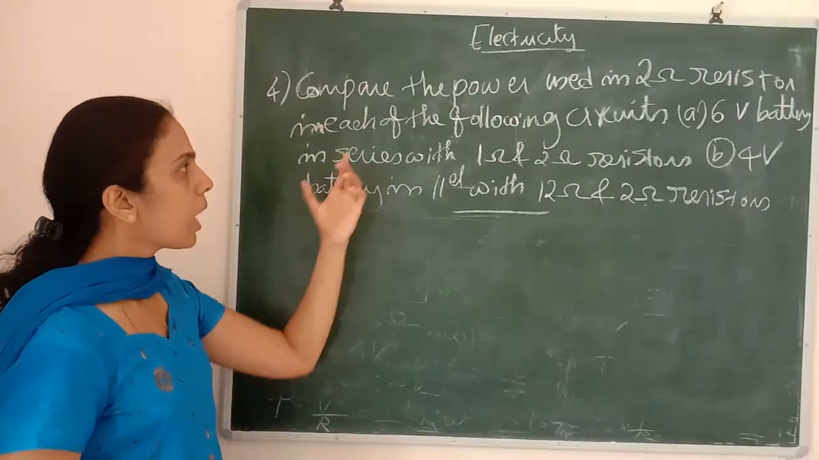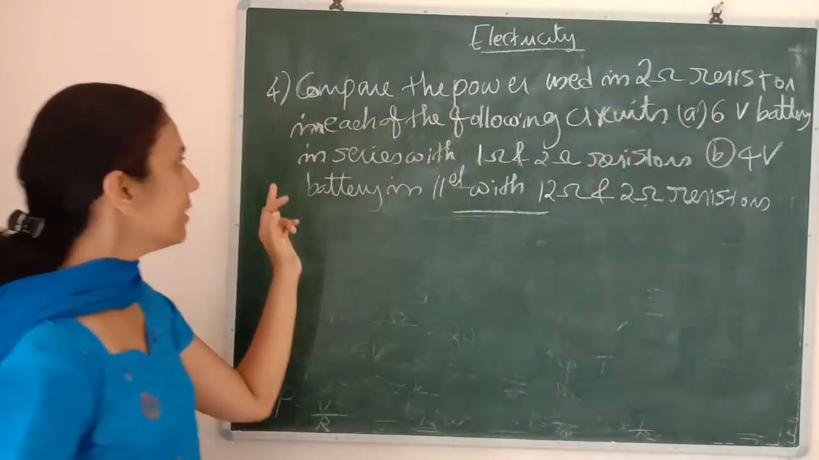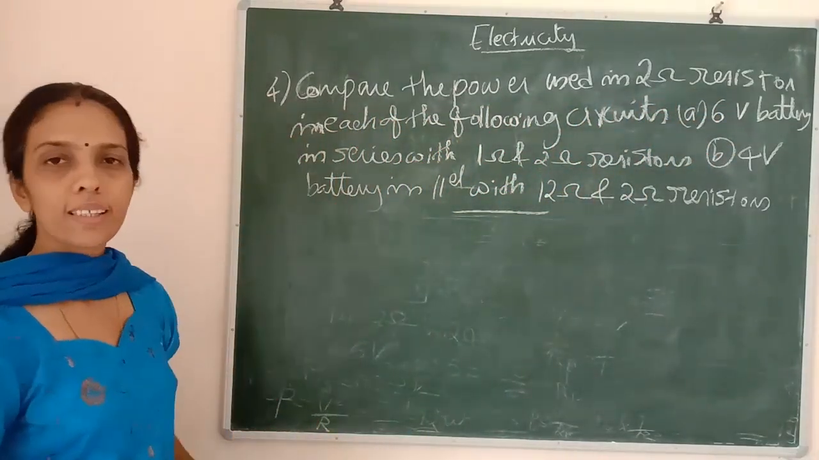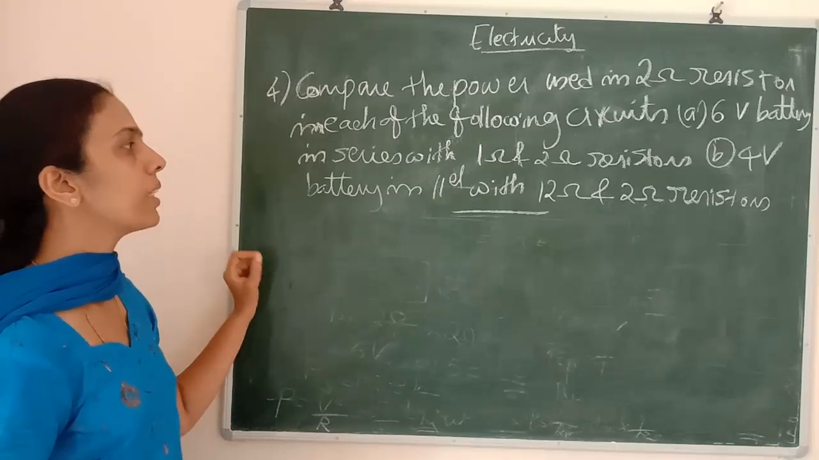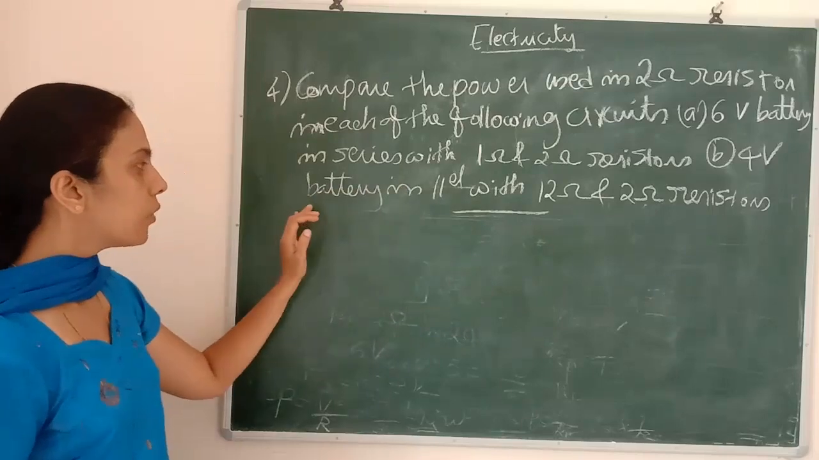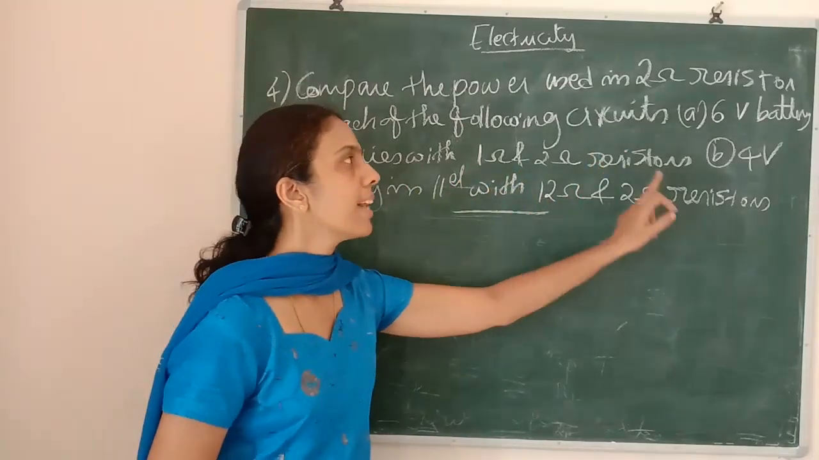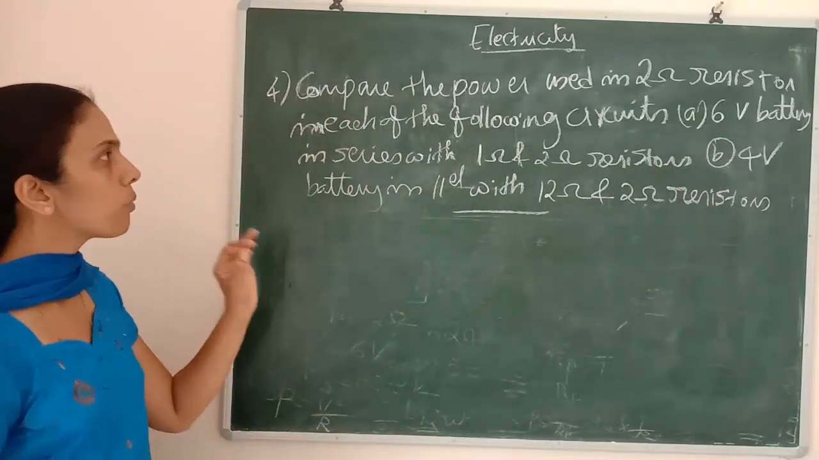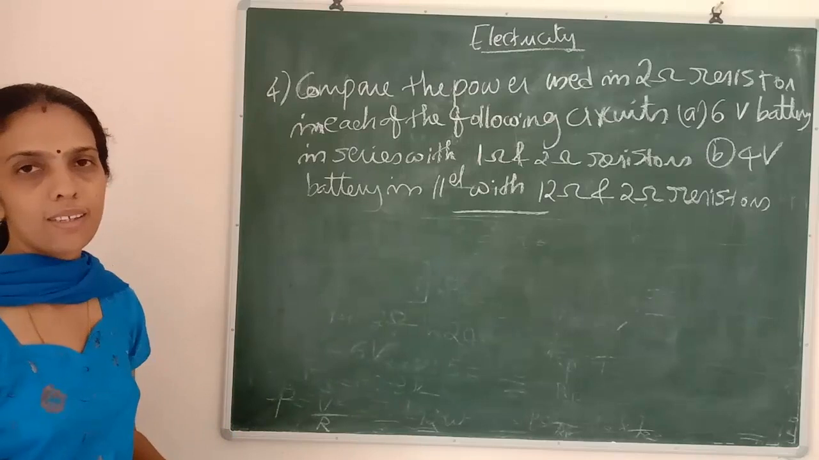Next is: compare the power used in the 2 ohm resistor in each of the following circuits. A 6-volt battery in series with 1 ohm and 2 ohm resistors. A 4-volt battery in parallel with 12 ohm and 2 ohm resistors. So we should find out the power used in the 2 ohm resistors.